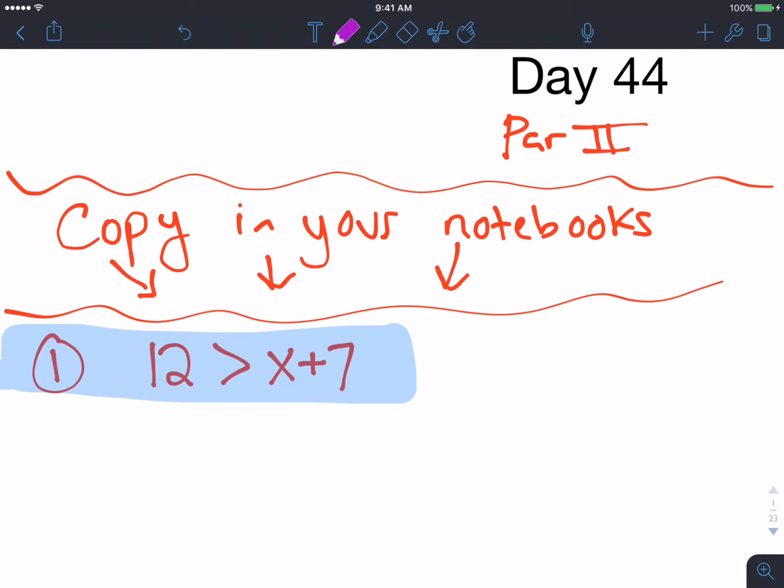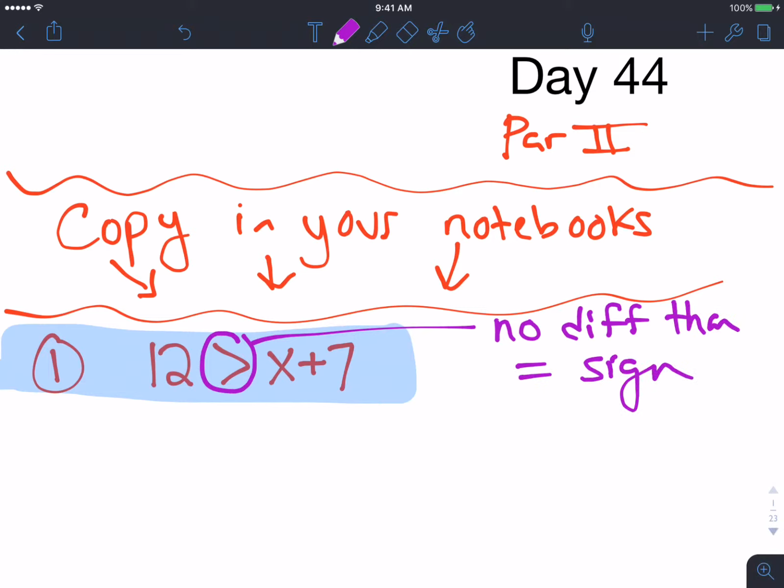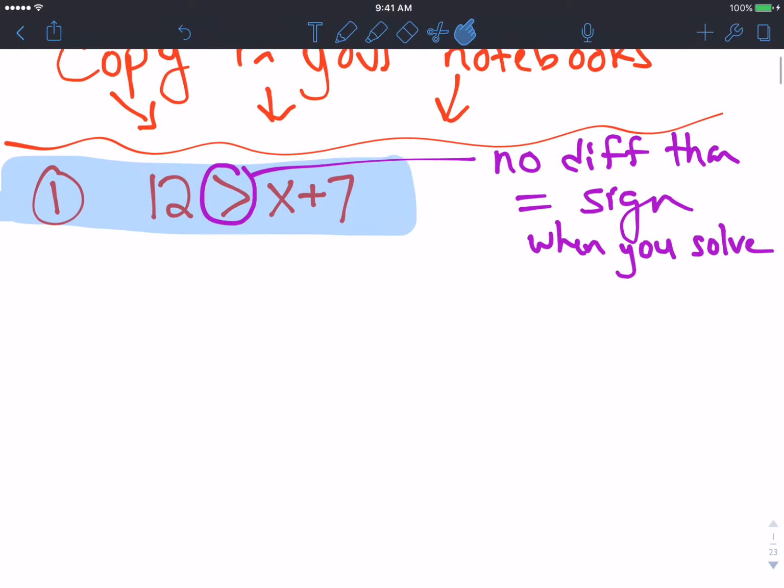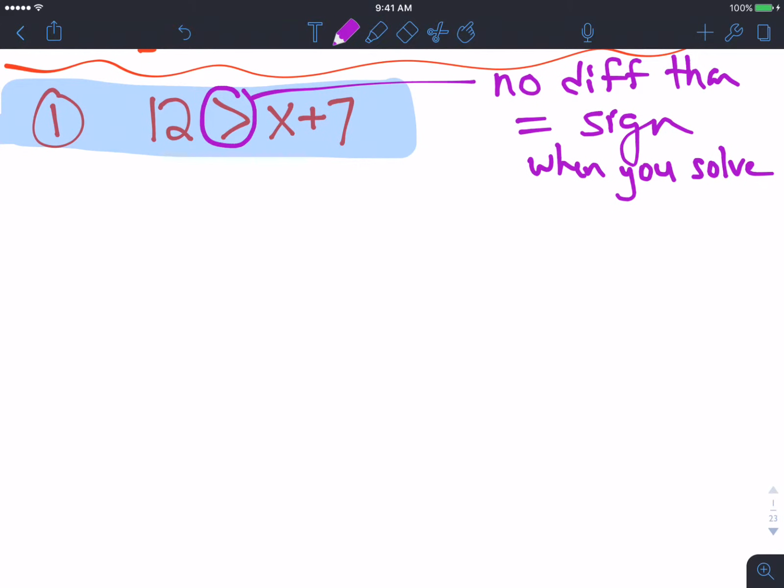Solving one of these, you treat this symbol no different than an equal sign when you solve. So the question becomes, how do I get x by itself? Well, since this 7 is a positive, how do you get rid of a positive 7?